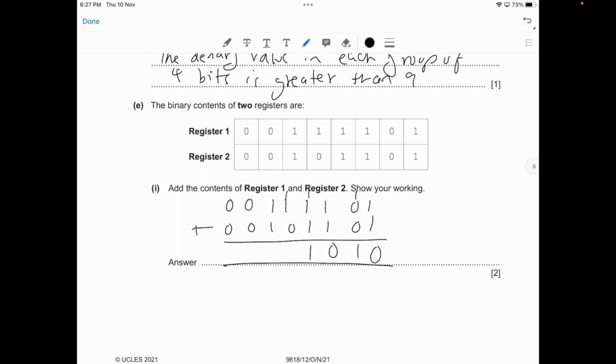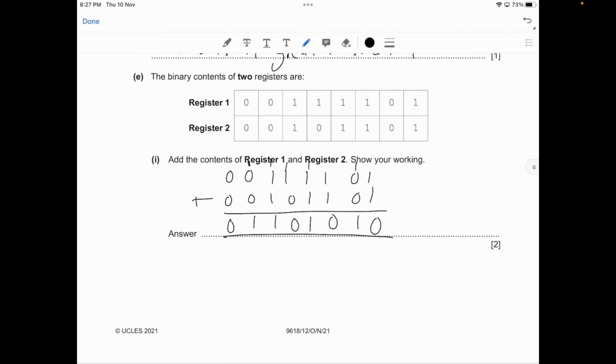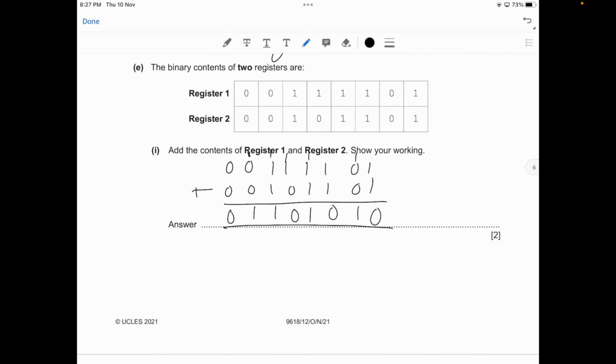1 plus 1 again is going to become 0, carry 1. 1 plus 1 plus 1, that's going to become 1, carry of 1. 1 plus 0 plus 0, it's going to become 1, 0. So, in this case, we have added the contents of the registers, so we can see all the carries of 1 we have shown at the top, so that we know that's carry of 1 in that case.